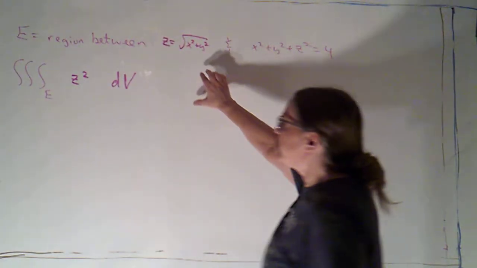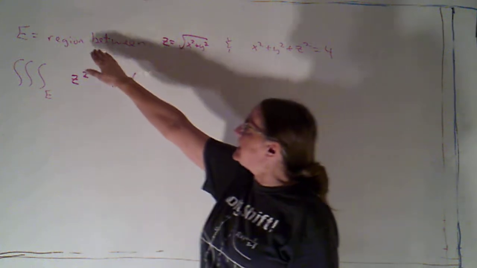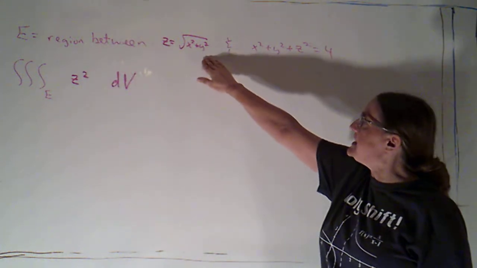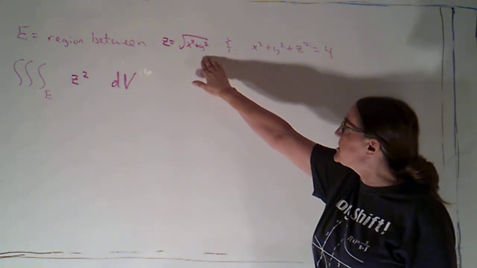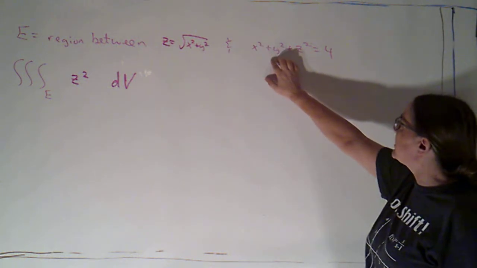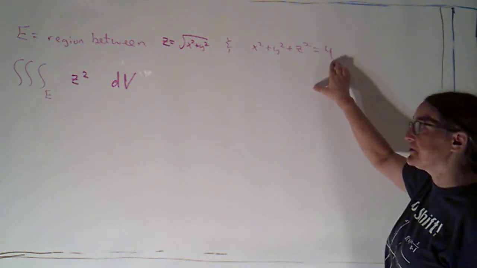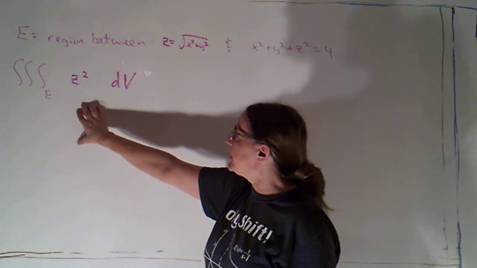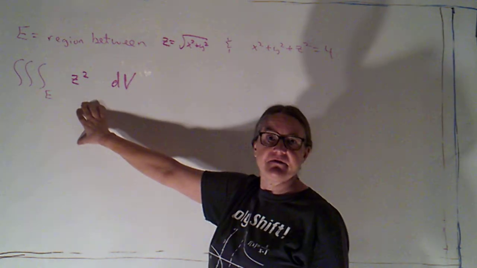I've got an integral up here on the board. I'm saying that E is going to be the region between z equals root x squared plus y squared and x squared plus y squared plus z squared equals 4. And I want to integrate over E z squared dV.